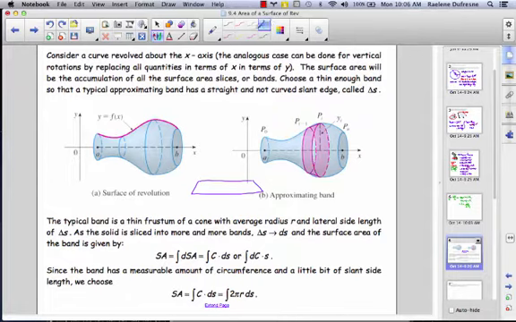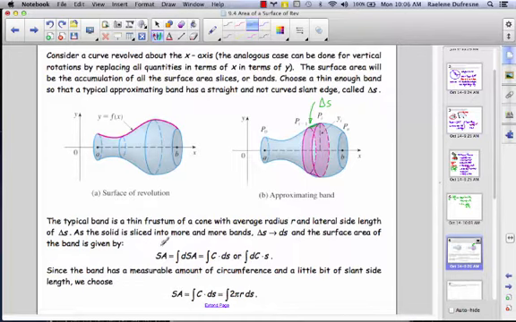Now, of course, the actual side of the band may be curved. And so as we take thinner and thinner slices, we will get more and more straight edges for the frustum of the cone. And therefore, we can approximate the band with the surface area as the surface area for the frustum of a cone. So the typical band is a thin frustum of a cone with an average radius of r and a lateral side length of delta s.